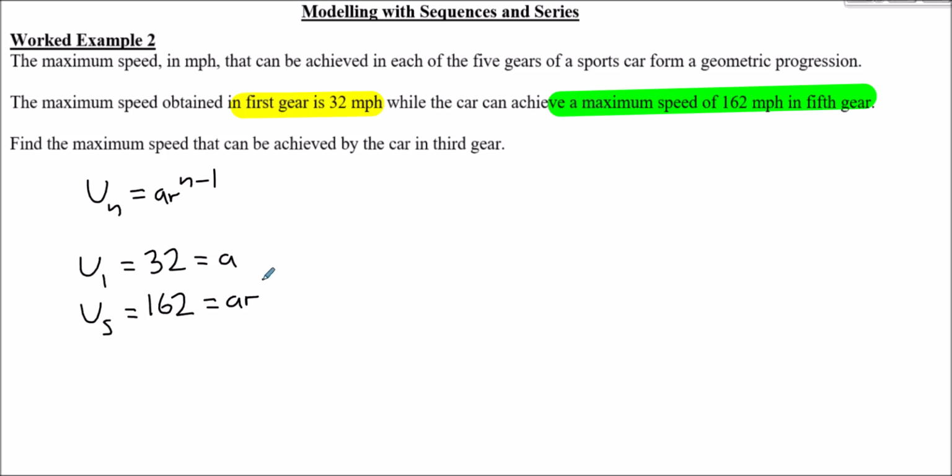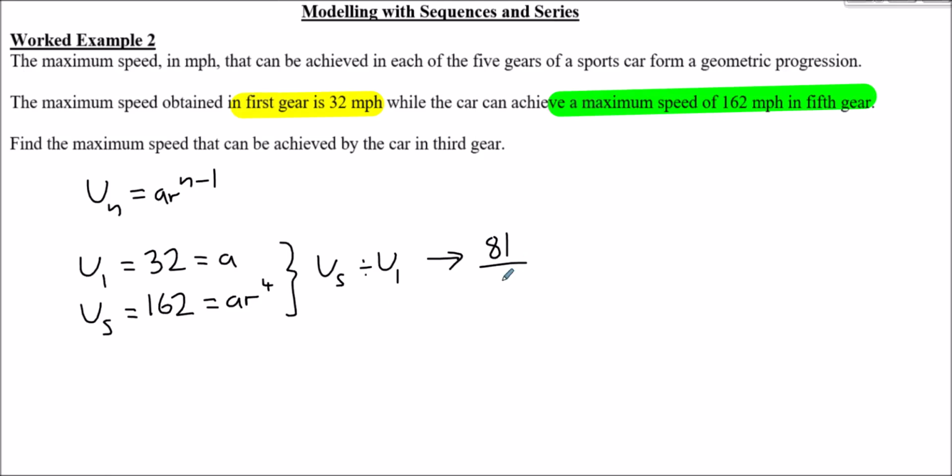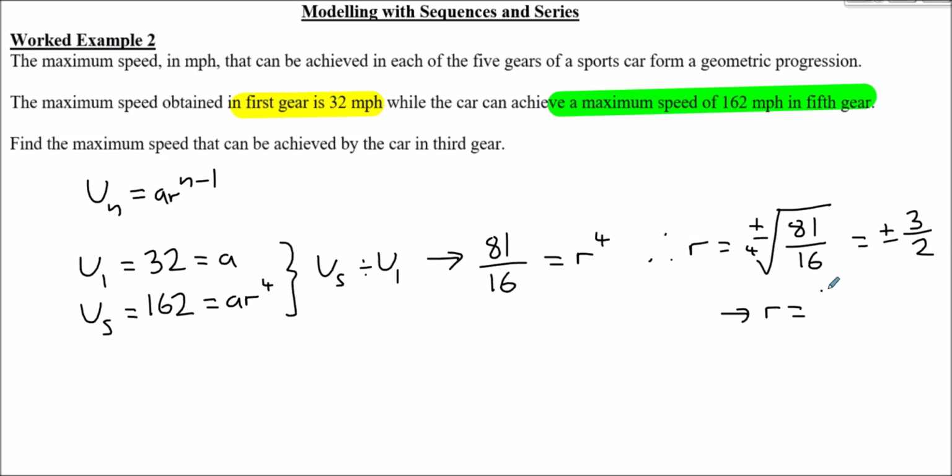That's ar to the 5 minus 1, which is ar to the 4. So this one now, if I do U5 divided by U1, I'll get 162 divided by 32, 81 over 16. And then ar to the 4 divided by a gives me r to the 4. So for a common ratio, it will be plus or minus the fourth root of 81 over 16, which is plus or minus 3 over 2. But of course, the speed doesn't go from 32 then down to a minus, so the common ratio has to be positive. So the common ratio r must be 3 over 2.